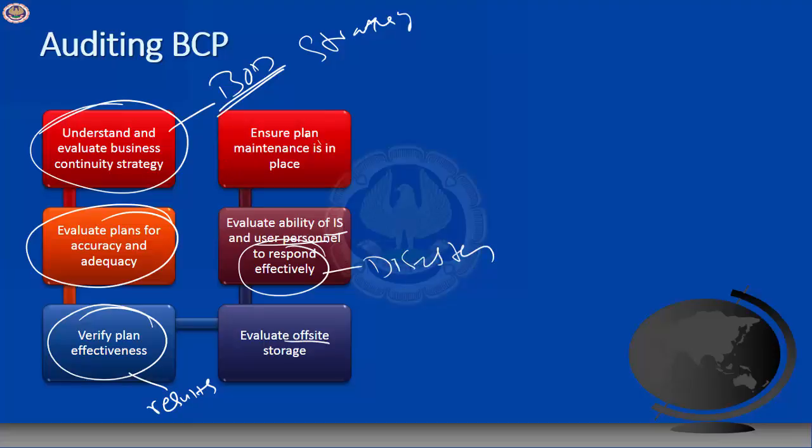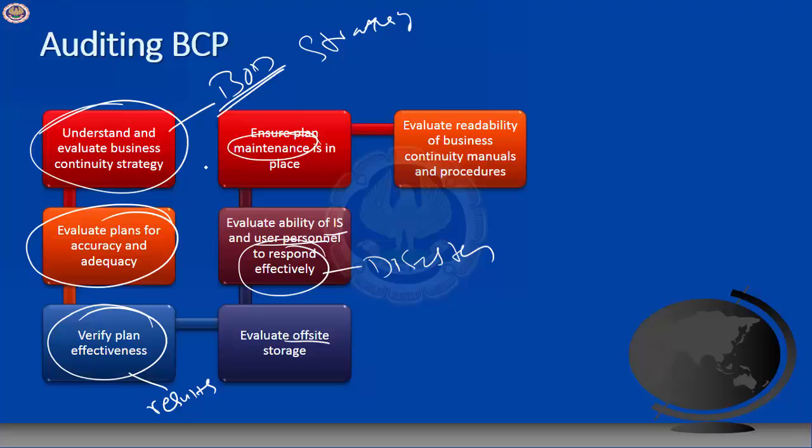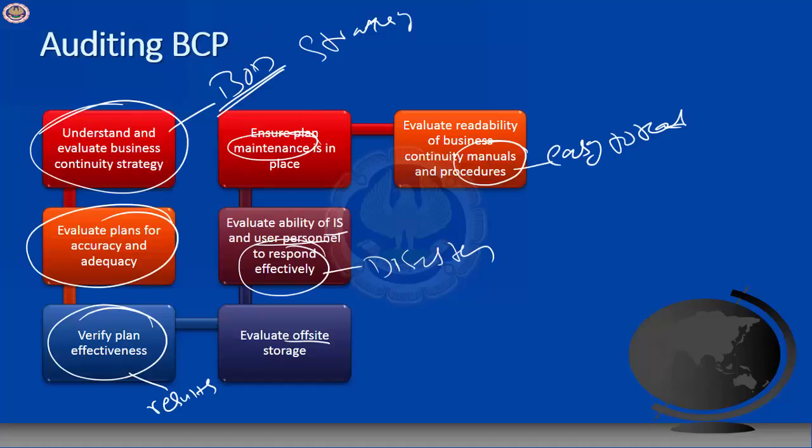And you ensure that the maintenance of the plan is done. And you also ensure the readability of the business continuity plan manuals and the procedures. It should be easy to read and simple to understand and implement. So if you look here, primarily we are looking at there should be a framework for business continuity planning, and this should be properly communicated. All the key areas should be documented, and this should be tested, and this should be maintained.